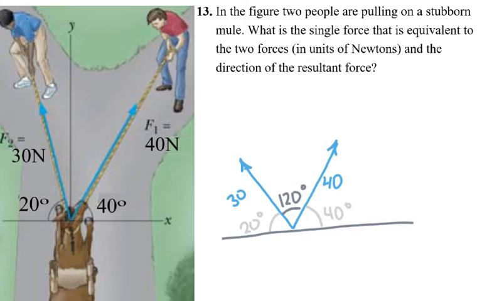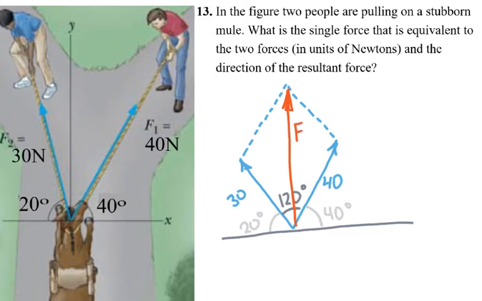And I'm going to complete the parallelogram to add my resultant vectors. So this one is parallel to 40, this one is parallel to 30, and my resultant vector is going to be this vector. So this is the actual direction of the mule.